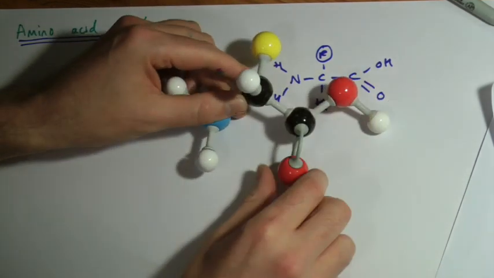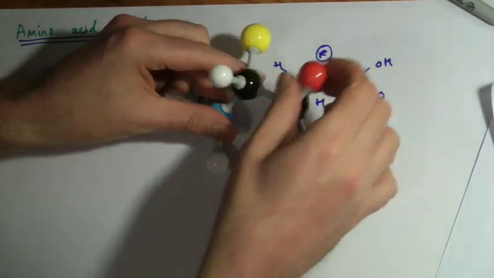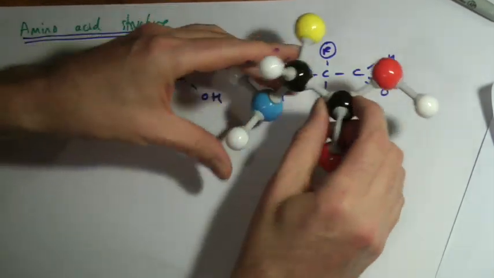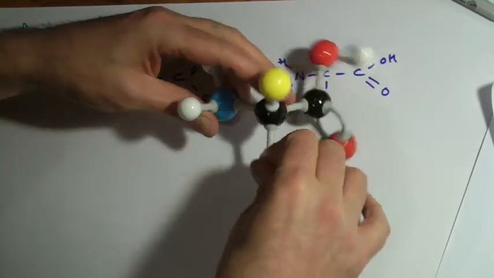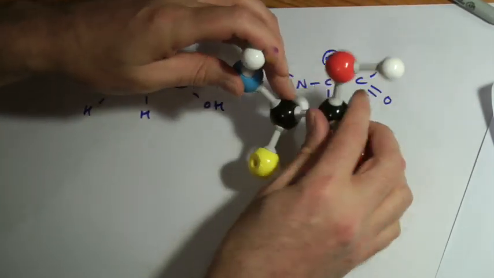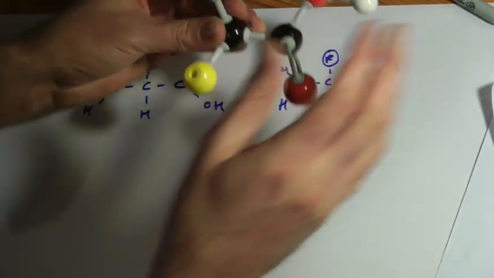So it doesn't matter if you draw it like that, or if you want to have the R group on the bottom, fine, we'll move it that way. Oh, there we go. It doesn't matter, the thing can move around.